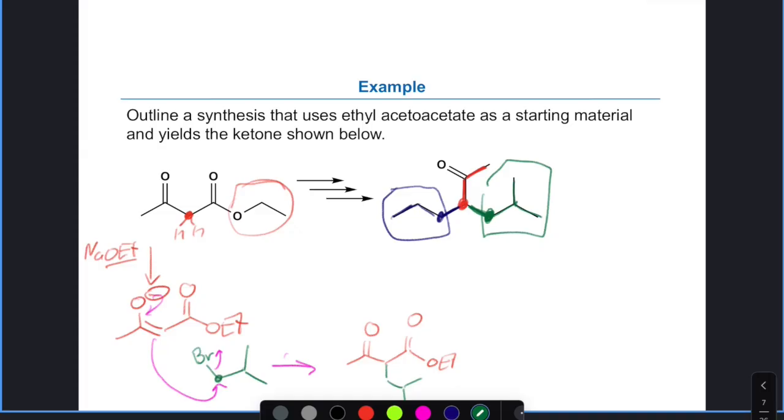Okay, we still have a proton left, which means I can take it through a second cycle. I'm going to deprotonate it again, and might as well use the same base. That's going to get me back my enolate. It looks a little different now because we have our alkyl fragment attached to it.